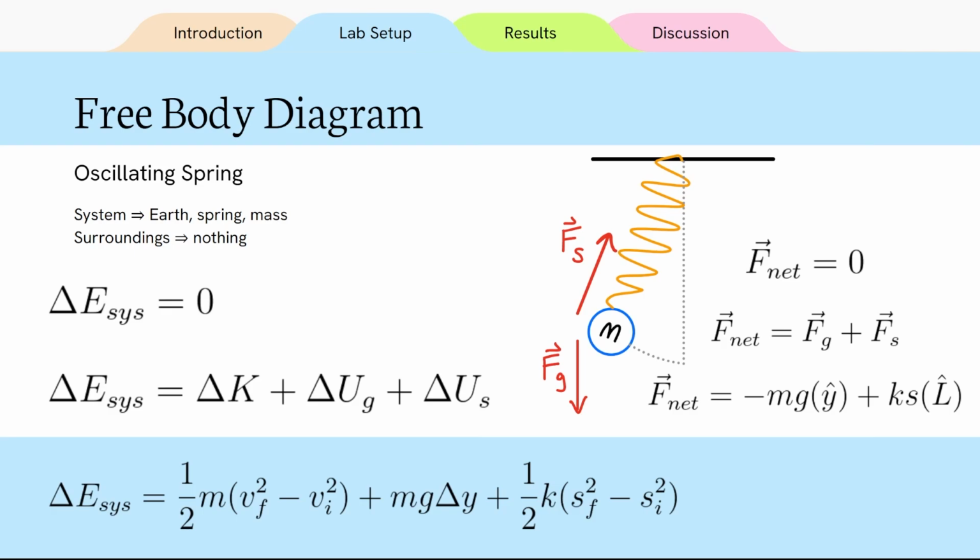The net force is a combination of force of gravity and the spring force. By combining the kinetic translation of point mass with the changes in spring and gravitational potential energy, the transfer of energy within the system can be graphed.